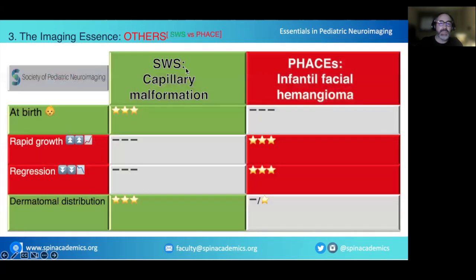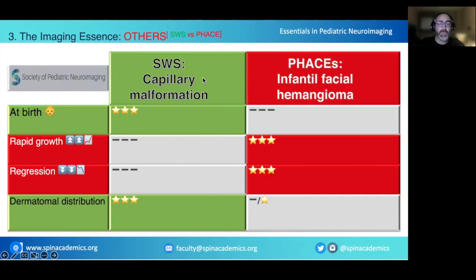And interesting to say, the difference between capillary malformation and infantile facial hemangioma, because sometimes clinically you could have the difficulty to say, okay, is it structural or is it PHACES? So I made that table to resume this. You could add it in the differential.